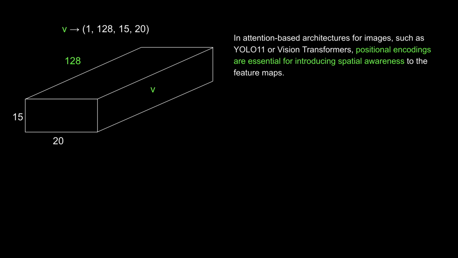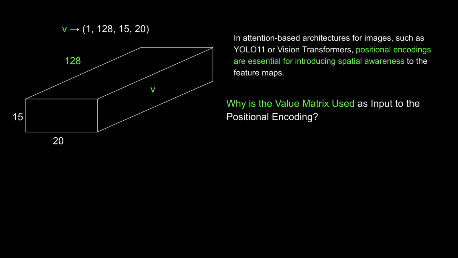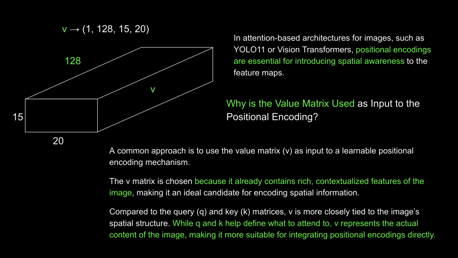In attention-based architectures for images, like YOLO11 or vision transformers, positional encodings play a critical role in introducing spatial awareness to the feature maps. Why is the value matrix used as input for positional encoding? The V matrix is ideal for this because it already contains rich contextualized features of the image, making it well suited for encoding spatial information. Unlike the query and key matrices, which help define what to attend to, V is more closely tied to the image's spatial structure. As the actual content of the image, it's better suited for integrating positional encodings directly.